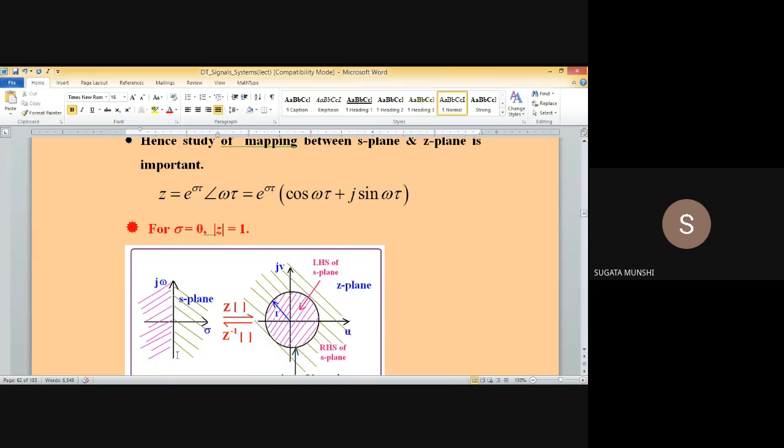But if I ask you the question, you start from omega equal to minus infinity and sweep the j omega axis, end at omega equal to plus infinity, what will happen here? Where from will you start and where will you end? If we start from the origin, then what will be the corresponding point in the Z-plane from where we will start? And if we move up to infinity, where will we end here? All right, that is the question. Anyway, write this down. Next day I'll move on to it.